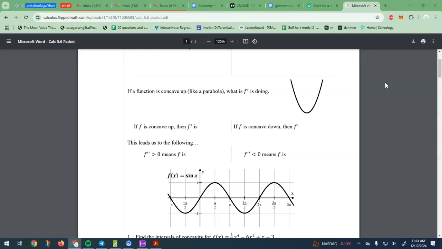F prime just has to be going up. I can't draw all of them. So like that, or like that, or like that. And so this is going to be decreasing. So it'll be like this, or just down. And then if we're looking at the f double prime graph, concave up happens when we're positive, or above the axis. That's negative.